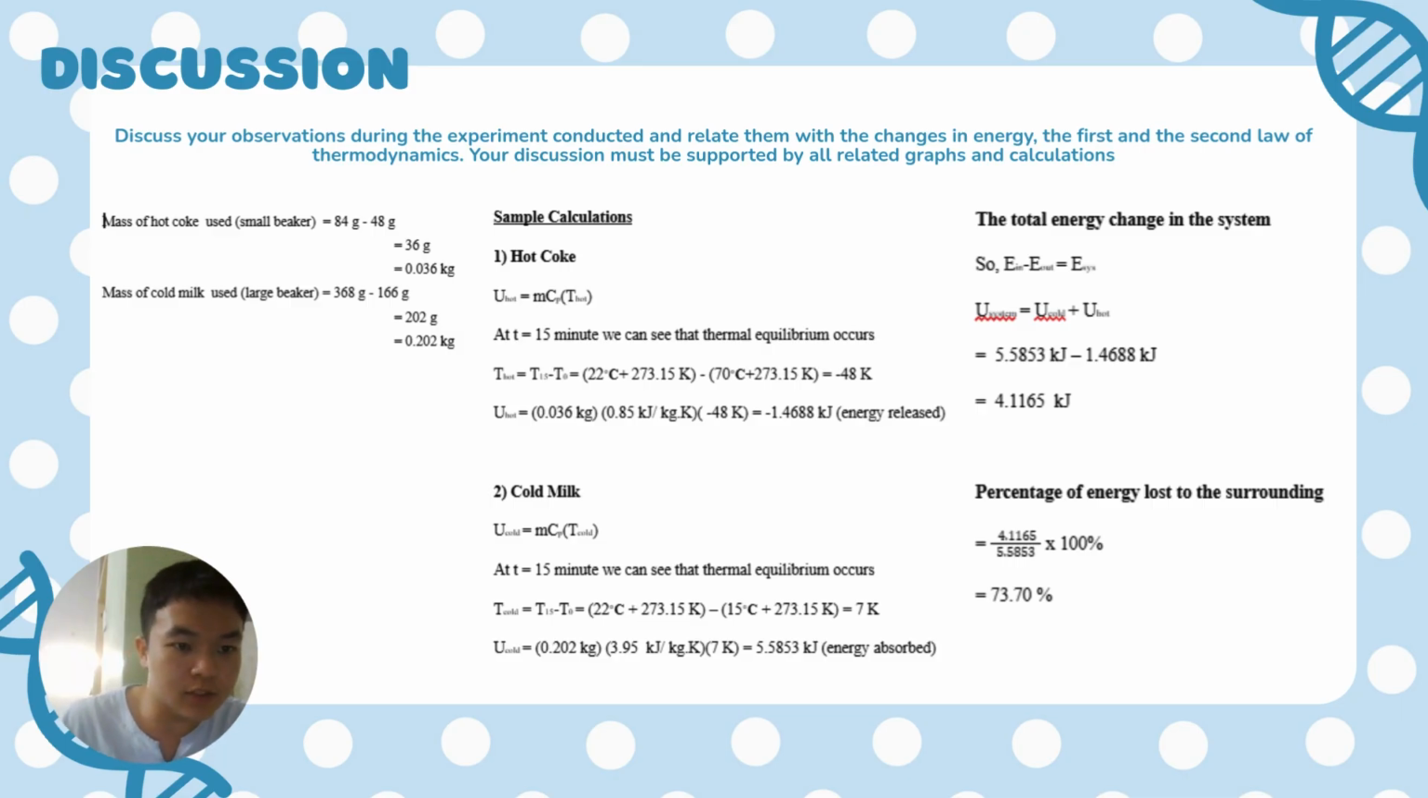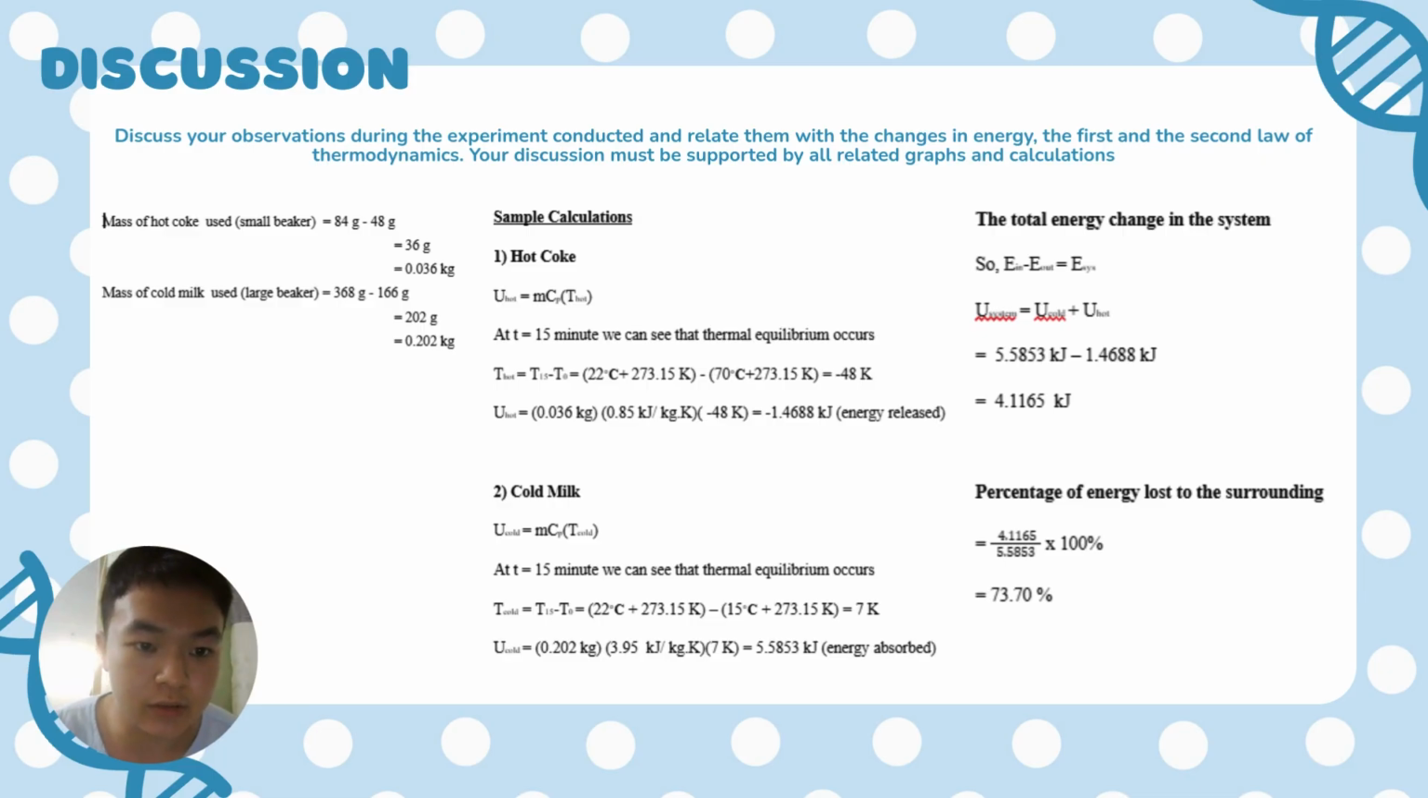As for the discussion, it states to discuss your observations during the experiment and relate them with changes in energy, the first and second law of thermodynamics. Your discussion must be supported by all related graphs and calculations. For the calculation, we calculate the mass of the hot coke and the cold milk used by subtracting the mass of the beaker. For hot coke it's 0.036 kg, and for the cold milk it's 0.202 kg.